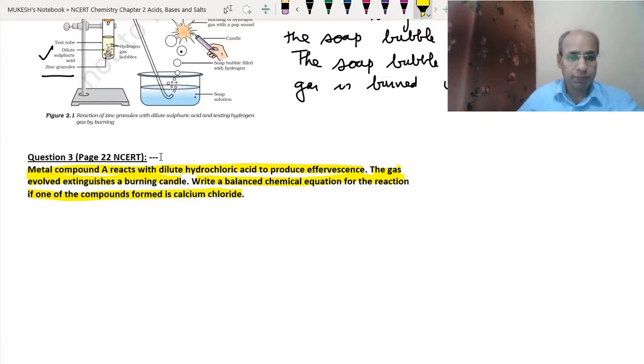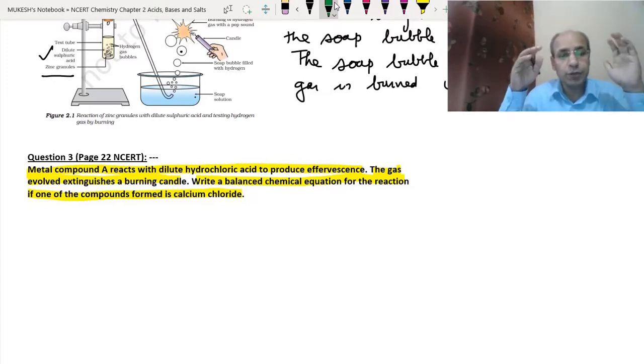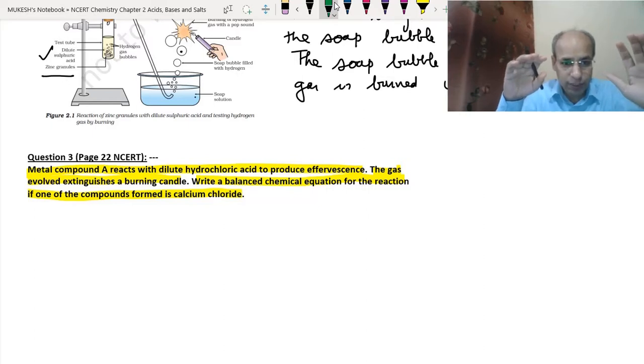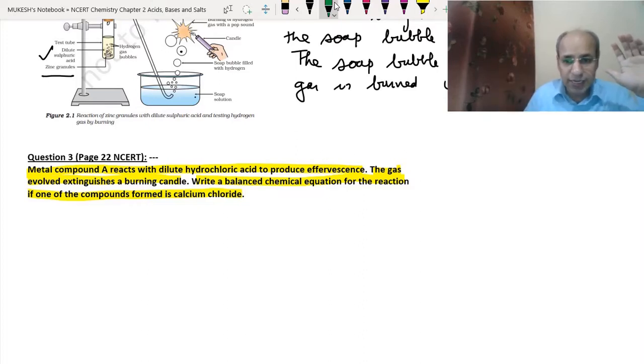See, the metal compound A reacts with dilute hydrochloric acid to produce effervescence. As I had explained in the properties of acids, effervescence is produced by carbon dioxide gas. In the next line they say that it extinguishes the burning candle also. That means carbon dioxide works as an extinguisher. So it is now confirmed that the gas produced is carbon dioxide.